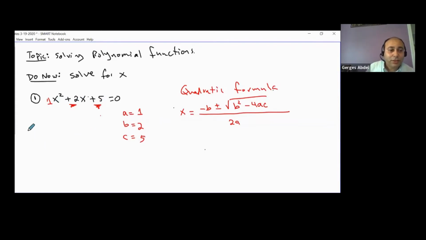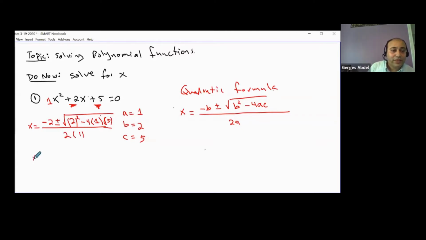Let's put in the formula. So that would be x equals negative b, which is 2, negative 2, plus or minus square root of b squared, which is 2 squared. And I prefer to put b squared in the parentheses like this, minus 4 times a, which is 1, times c, which is 5. All right, divided by 2 times a, which is 1.